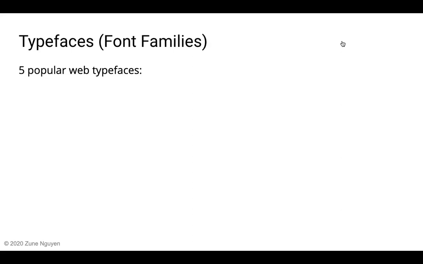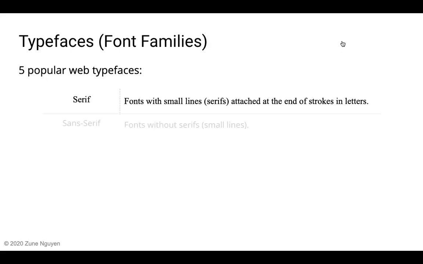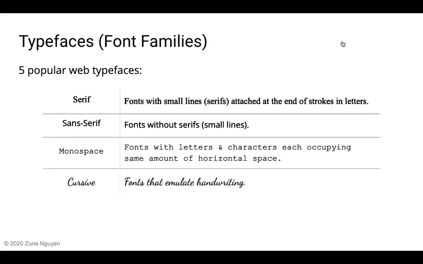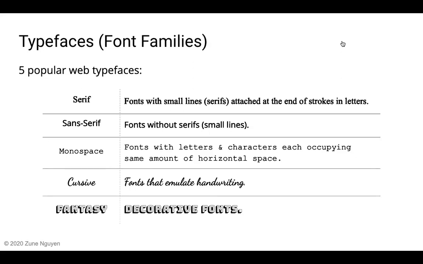So in the realm of the web, at least, there's 5 popular web typefaces. These are what we call serif, sans serif, monospace, cursive, and another big category called decorative fonts. You might have seen these kinds of fonts before on a website. So these are the 5 big categories, the general font families in the web.